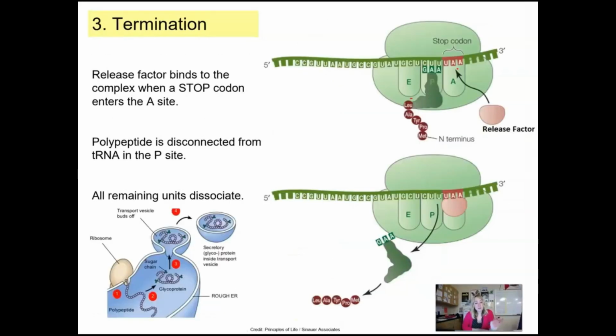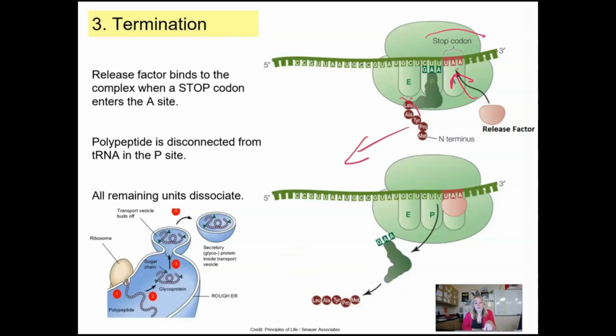Okay, and eventually both of these ribosomal subunits are going to run into a stop codon. A stop codon means the end of translation. A release factor is going to bind to the A site and cause different reactions to take place, and one of them is going to be the release of the polypeptide chain.